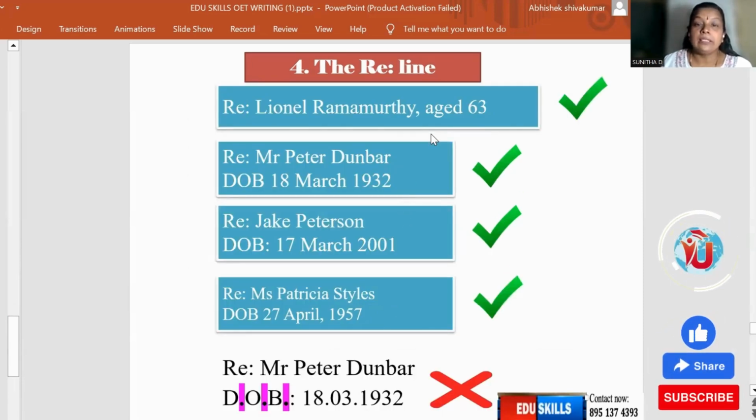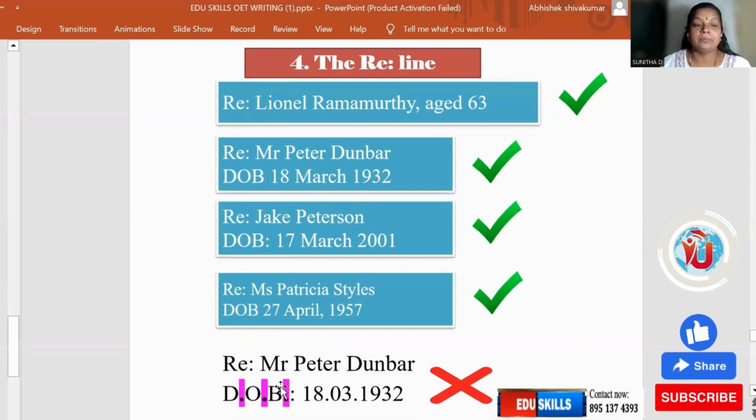Here from the sample letters: Lionel Ramamurthy, aged 63. Then the next one is Mr. Peter Dunbar, date of birth 18 March 1932. The next one is Jake Peterson, date of birth 17 March 2001. Or Mrs. Patricia Styles, date of birth 27 April 1957. Please note, there is no need to put a full stop while writing the date of birth.